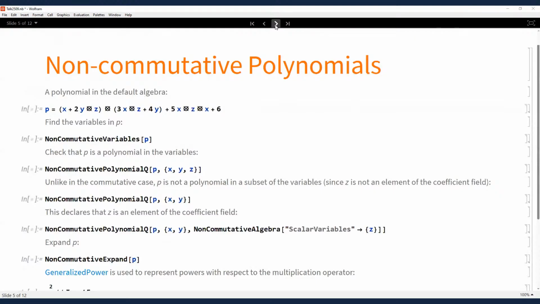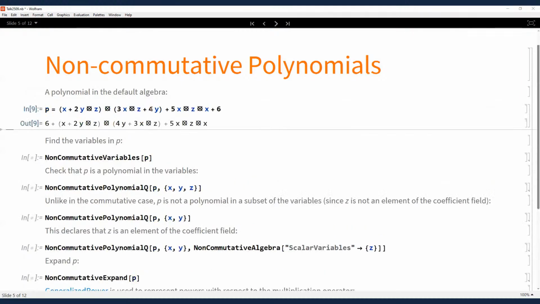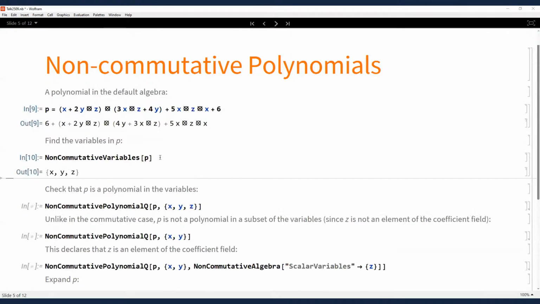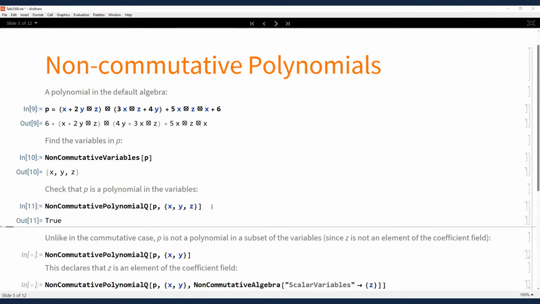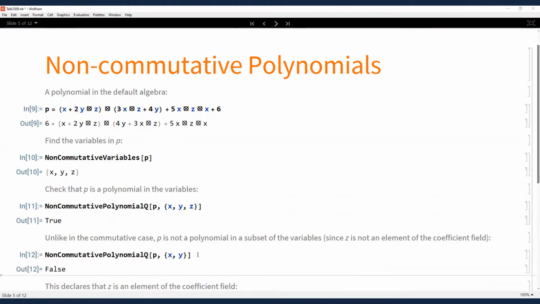Now let's talk about non-commutative polynomials. So here we define a polynomial in the default algebra. So multiplication is non-commutative multiply. We can find the variables in this polynomial, check that the polynomial is actually a polynomial in these variables. And unlike in the commutative case, P is not a polynomial in a subset of variables because Z is not an element of the coefficient field. So if we ask whether P is a polynomial in X, Y, it's false.